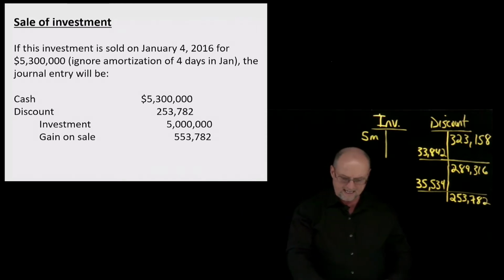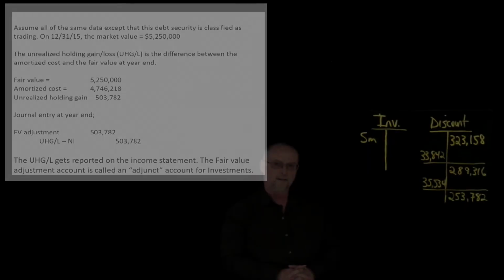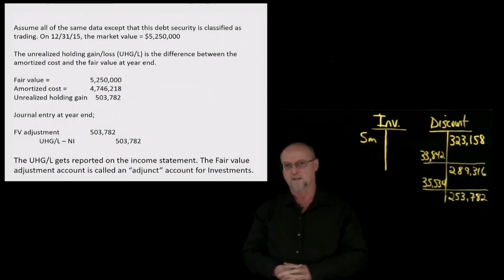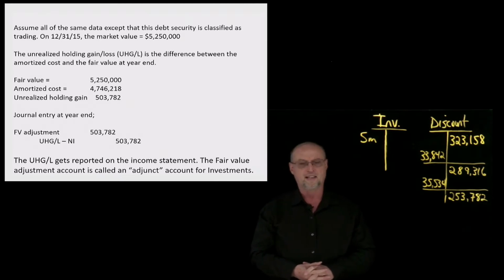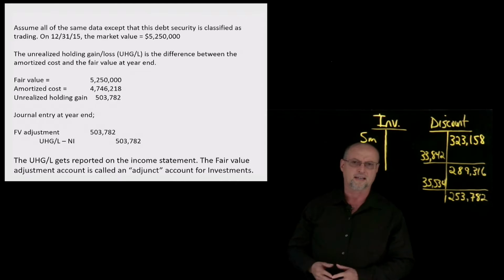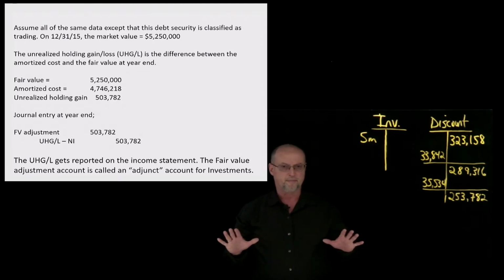Now we're going to look at trading securities. By definition, trading securities mean we plan on trading or selling these investments within a 1-year period, so it's going to be classified as a current asset, whereas the held to maturity is typically a non-current asset. Data is the same. Everything stayed the same.